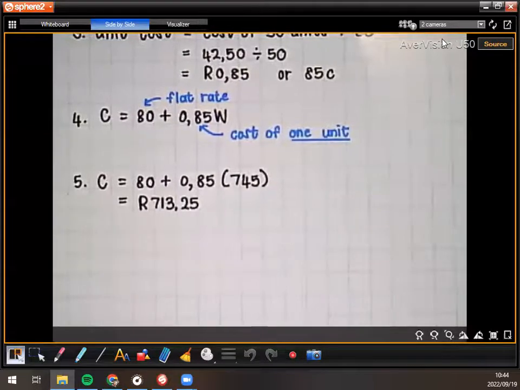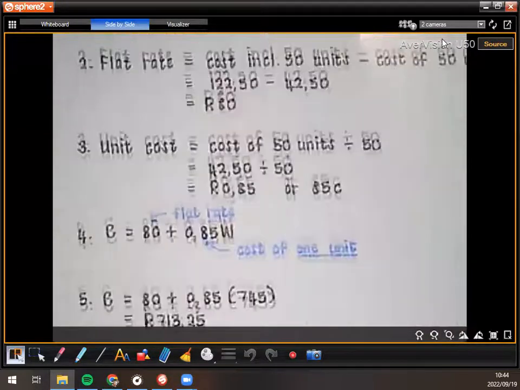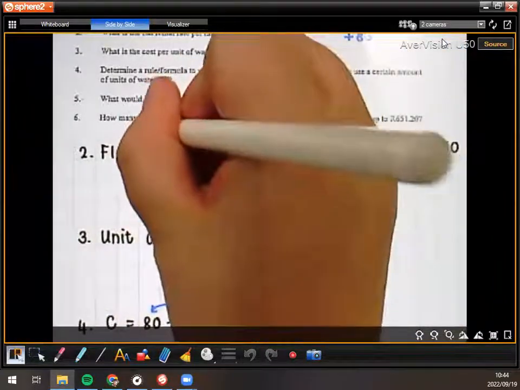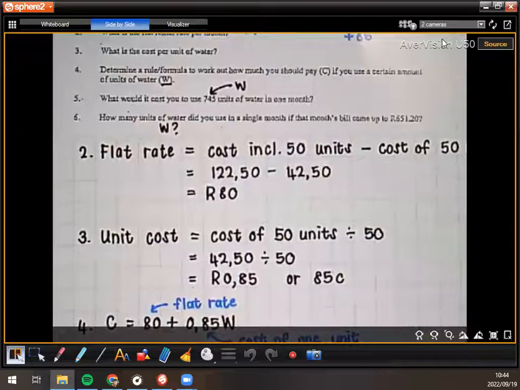Right, now number 6 is the one where we're going to have to work backwards. Okay, let's see what they're saying in number 6. How many units of water? So they now want us to calculate what W is. In the previous one, they gave us W. Okay, now they're asking how many units. What is W?